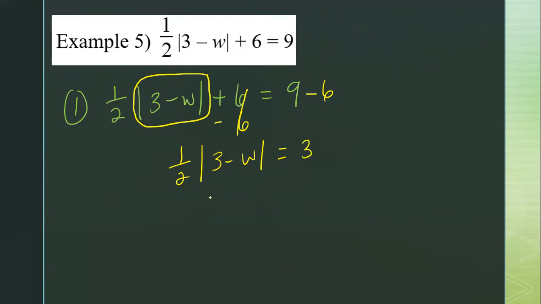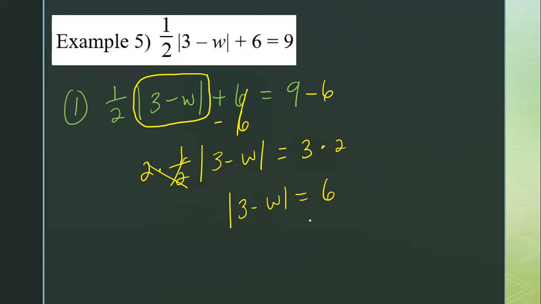What's the opposite of halving something? And by how much though? The opposite of halving it is to double it, right? So instead of me cutting it in half, I'm going to double what you have. So the opposite of half is to multiply by 2. That's its inverse operation. So what I do to one side, I'm going to do to the other. And that leaves me with the absolute value of 3 minus W equals 6. Is it now isolated? Yes.